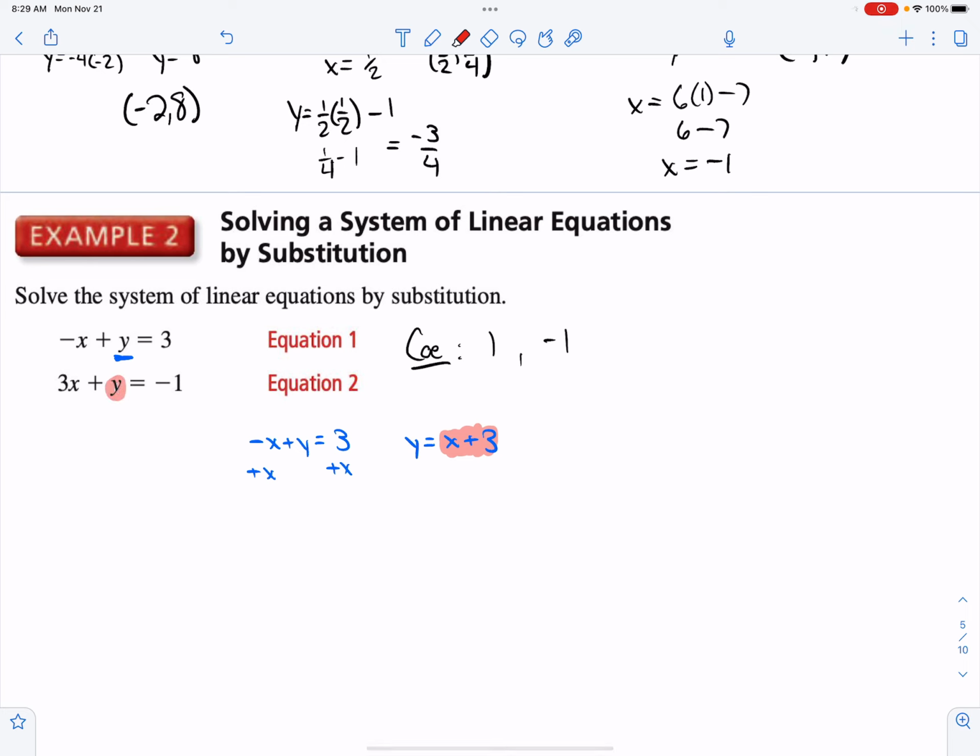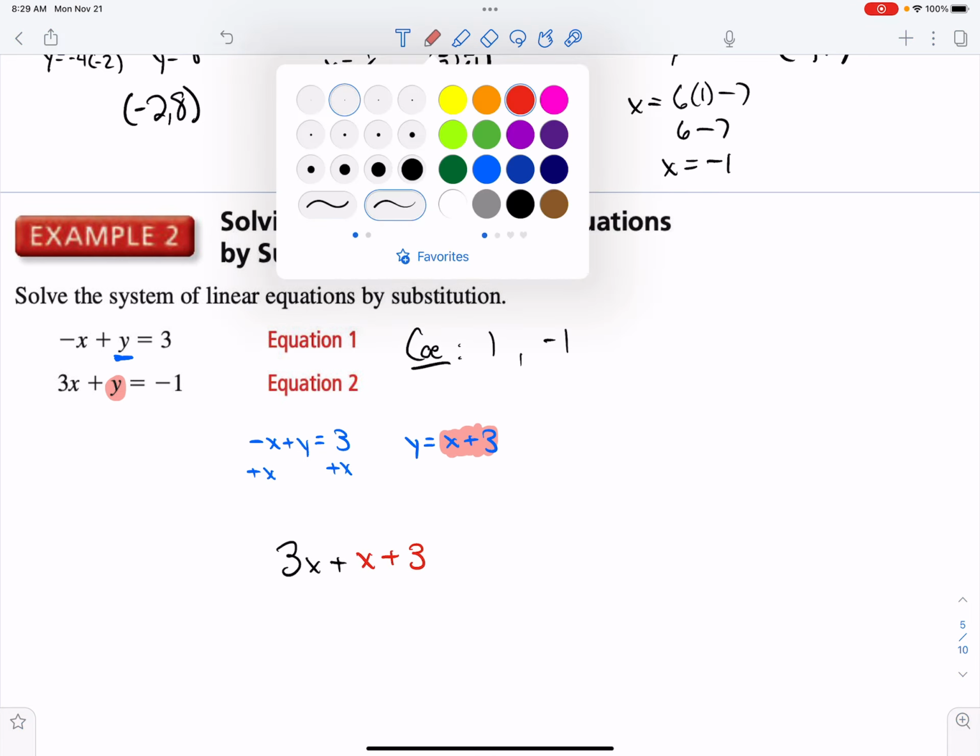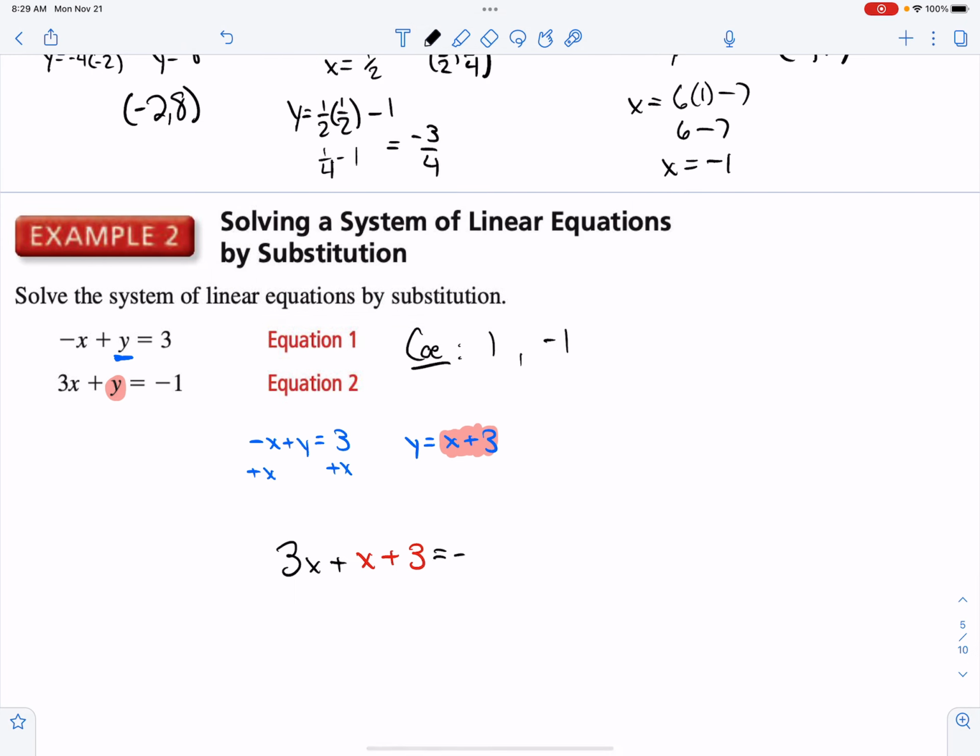So now I'm going to take that and plug it into equation 2. So when I go to do this one, I'm going to write 3x plus, instead of writing y, I'm going to write my x plus 3. And then I'm going to finish my equation equals negative 1. We're going to combine like terms. We're going to subtract our 3 over. And I get x equals negative 1. Now again, I can just take that and plug it in right there. So y equals negative 1 plus 3. y equals 2.